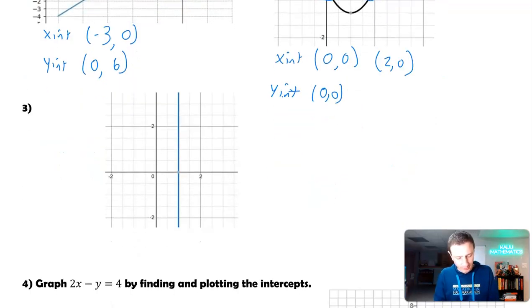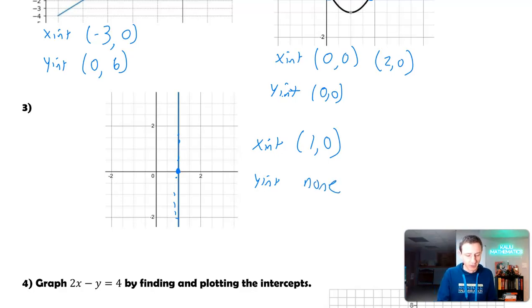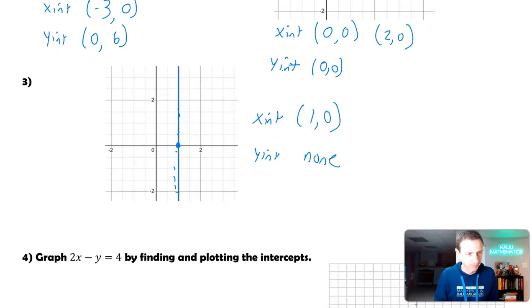And number 3, the x-intercept and y-intercept. Let's identify the x-intercept. The x-intercept crosses right through here. So that looks like we are at 1, 0. X value of 1 and the y value of 0. 1, 0. Now the y-intercepts, this is just a vertical line at the x value of 1. I don't have any y-intercepts, so I'm just going to say none or no y-intercepts. We don't cross through the y-axis at all, so that's just none.